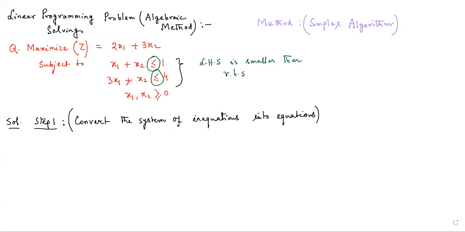Okay, the left hand side is kind of lighter than the right hand side in both the cases. So in both the cases, I'm going to introduce a new variable into the system, into the left hand side, to make it balanced to the right hand side. So when a system of inequations has less than type of inequality, we add something to the left hand side to make it balanced with the right hand side.